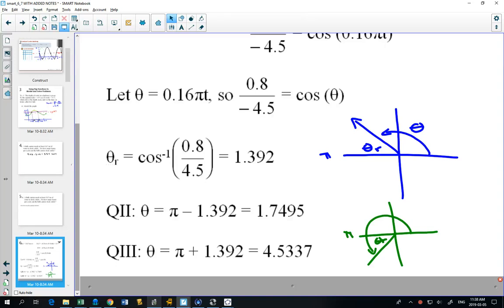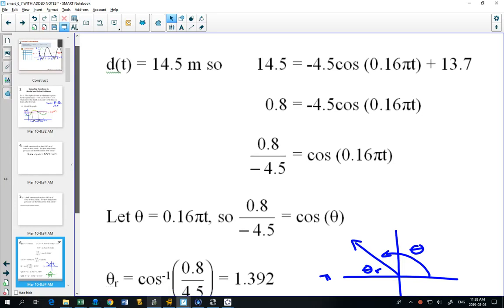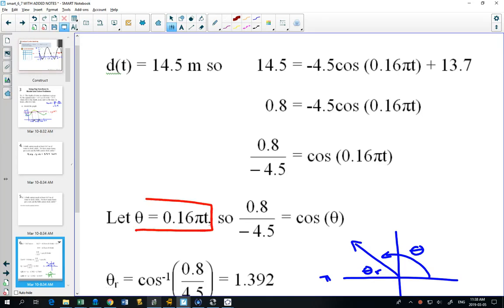But now that you've got those answers in quadrant 2 and quadrant 3 and solve for theta, we look back and say, well, we're not actually wanting to solve for theta. What are we wanting to solve for? We're wanting to solve for time. And we made this temporary substitution right here that said theta is equal to 0.16 pi times time. We did that so our equation looked easier to work with. We could find our reference angle and solve for theta.